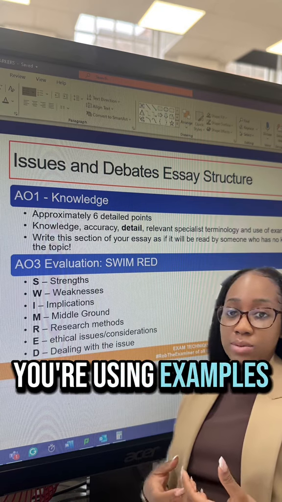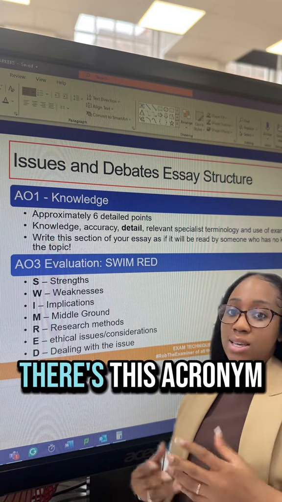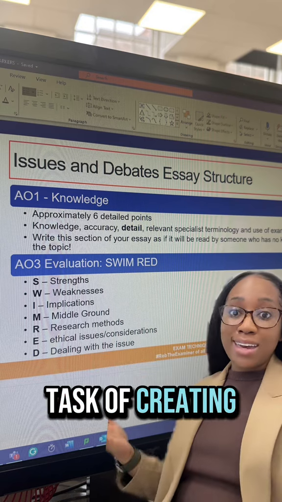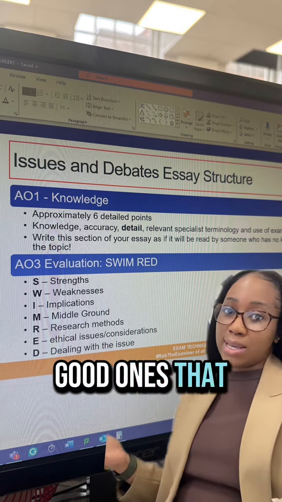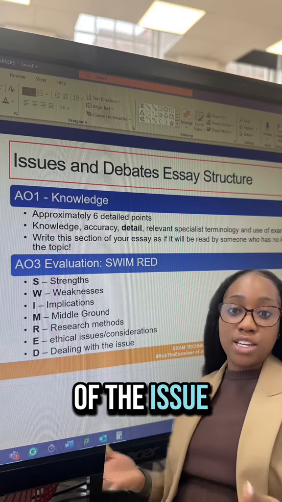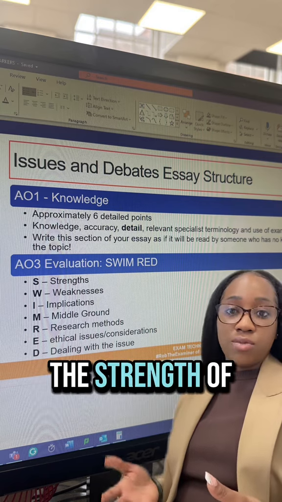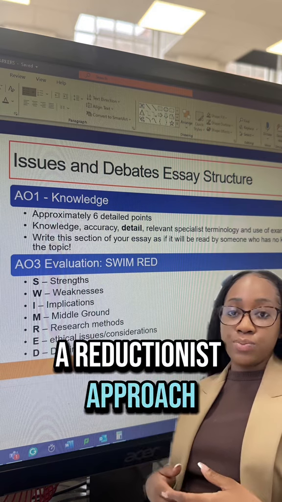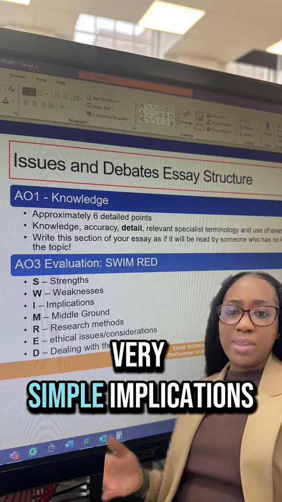You're using examples here. In your AO3, there's this acronym, SWIM-RED, and I gave my students the task of creating these acronyms, and this was one of the good ones that came out. S, strengths. What are the strengths of the issue or debate? So what is the strength of taking a nature approach? What is the strength of taking a reductionist approach? What's a weakness? Very simple.